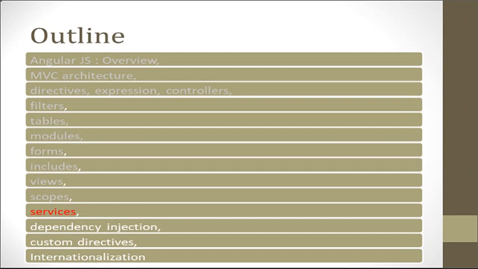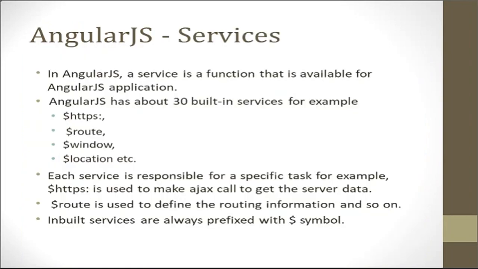Let's begin with the next part, which is called services. Which services are present in AngularJS? In AngularJS, a service is a function that is available to an AngularJS application. AngularJS has 30 built-in services. For example, we can use $http, $rootScope, $window, $location, and different functions. Suppose I want to calculate a basic mathematical operation, that also we can use in terms of services. So each service is responsible for a specific task.